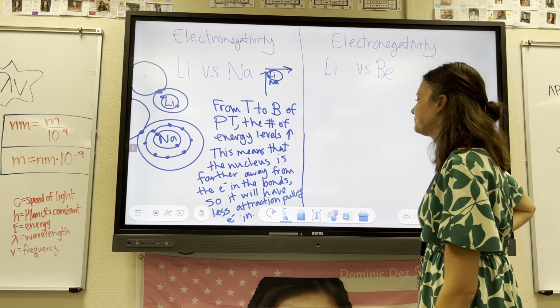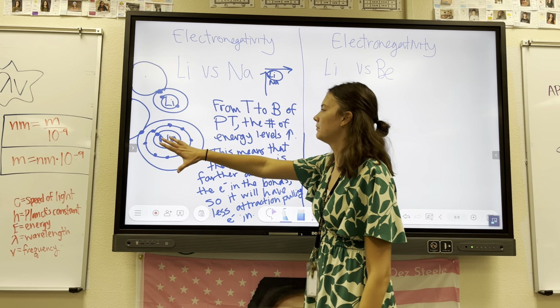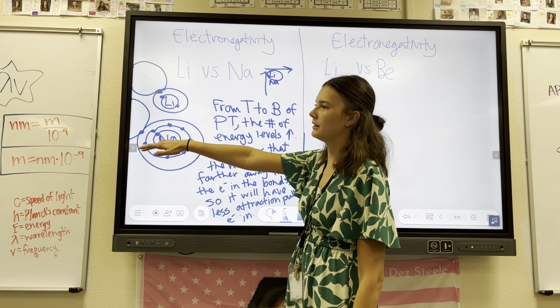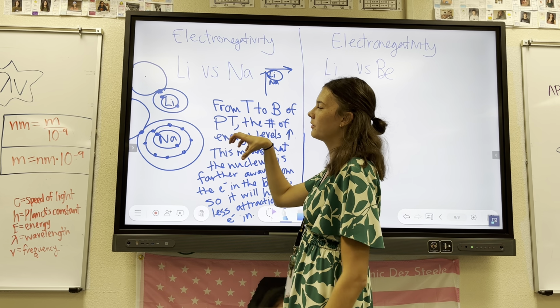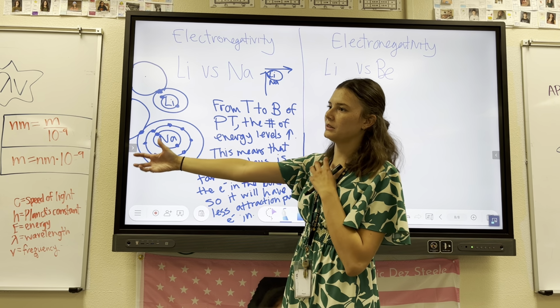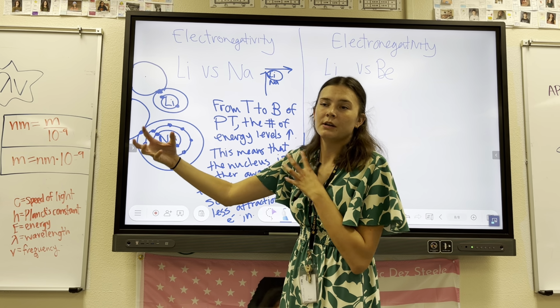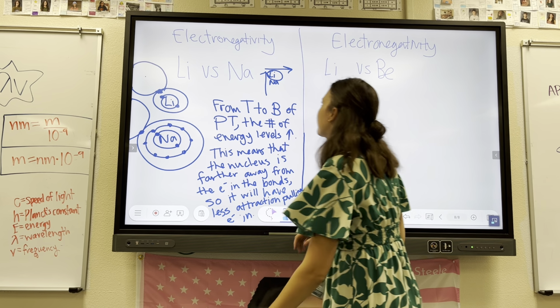All right. So sodium is going to have a smaller electronegativity than lithium because its positively charged nucleus is farther away from those shared electrons, and so it doesn't have as much of an influence to be able to attract those electrons towards itself.